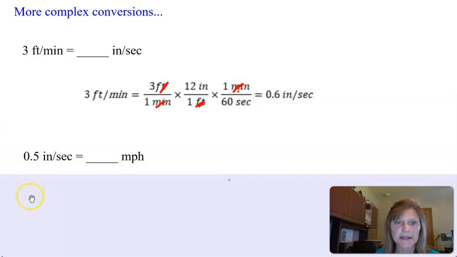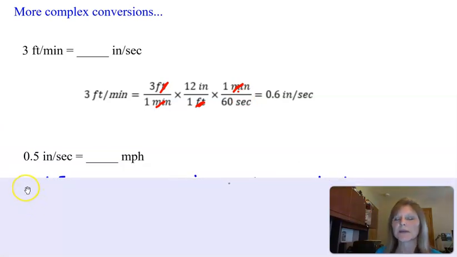Okay, let's take a look at another one. This one is 0.5 inches per second, and I want to turn that into miles per hour. If you understood that last example, if that made sense to you, go ahead and hit pause and try to set this one up yourself. You're going to, again, have multiple conversion factors. You're going to be changing the top label as well as that bottom label of seconds.